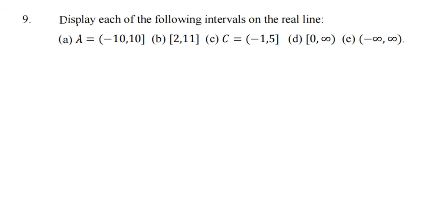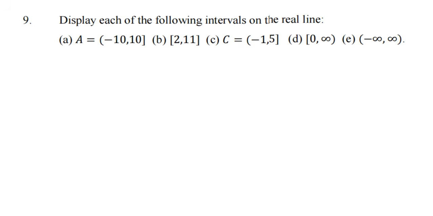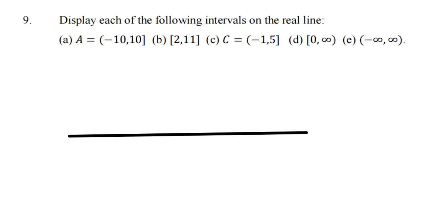Then question number 9, we're told to display each of the following intervals on the real line, or on the number line. So now how do we draw this one? So let me just use these ones. Let me draw just a general number line. So this is what we're going to be using. And what are the numbers that we have here?